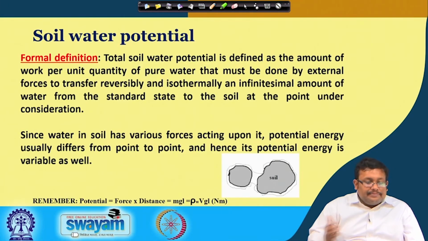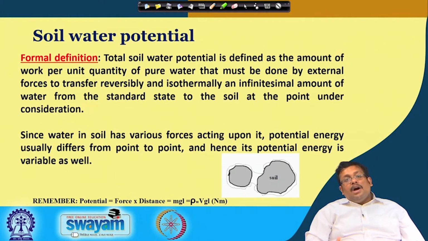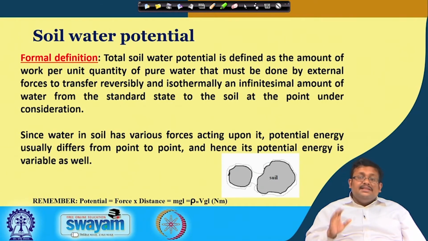So, the formal definition: total soil water potential is defined as the amount of work per unit quantity of pure water that must be done by external forces to transfer reversibly, isothermally and infinitesimally an amount of water from the standard state to the soil at the point under consideration. Since water in soil has various forces acting upon it, potential energy usually differs from point to point, and hence it is variable. When the potential energy is variable, this is the acting force through which water is moved from one portion of the soil to another portion of the soil.